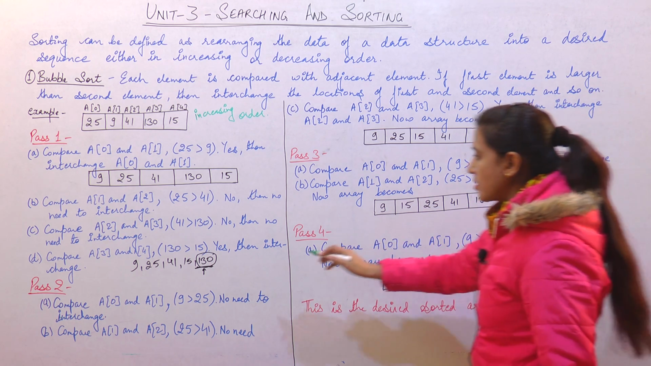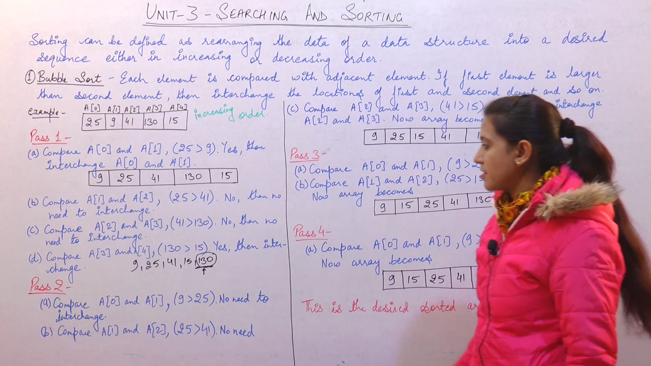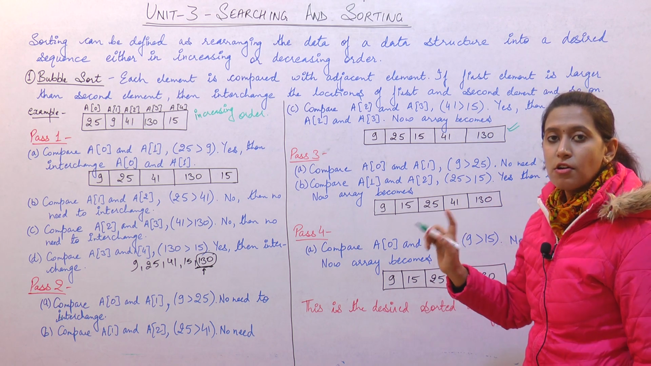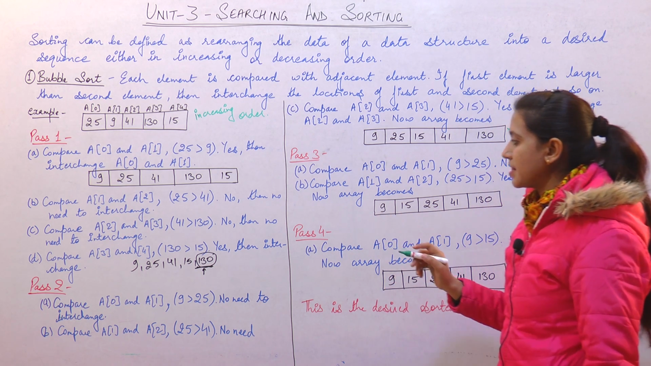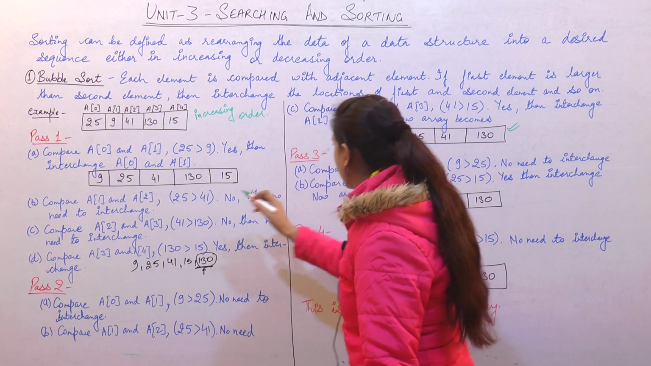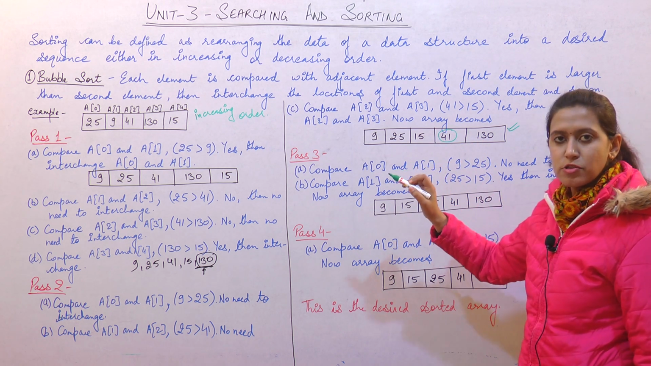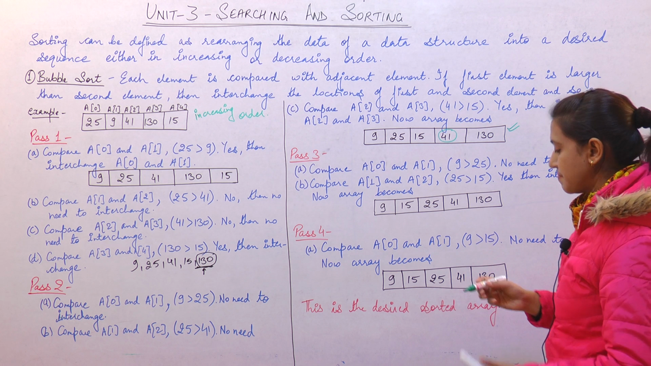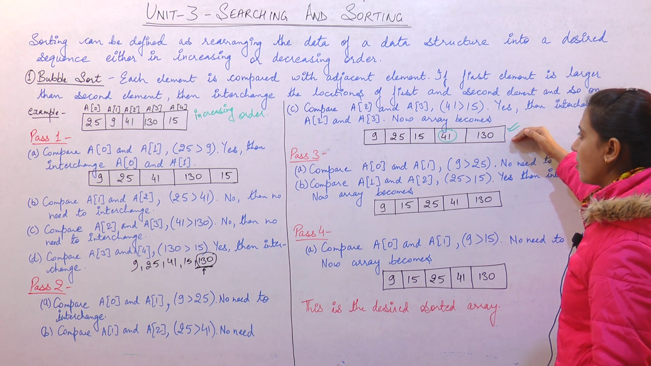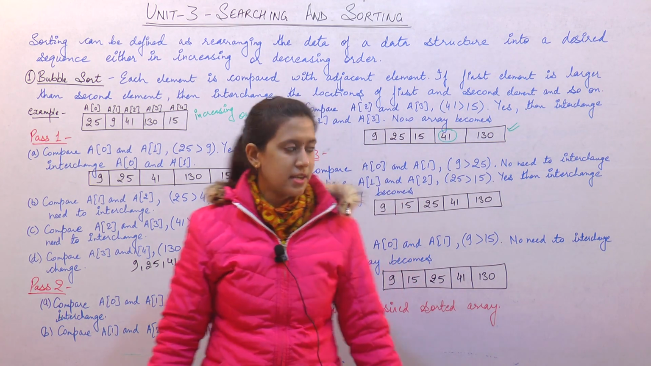See now, 130 was the largest element of this unsorted array, and 130 got sorted in the first pass. After 130, the second largest element in this array is 41. So in the second pass, this second largest element 41 also got sorted at its proper place. Now this resultant array of pass 2 will become the initial array of pass 3.